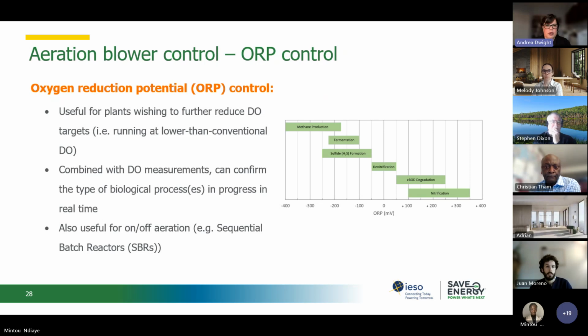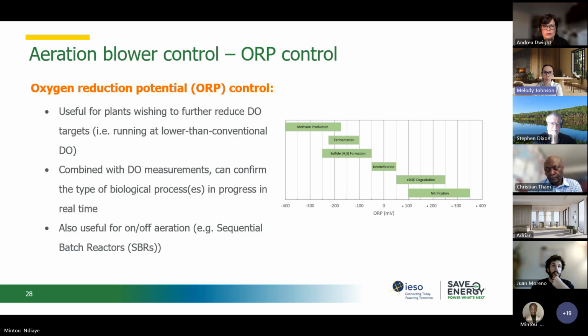So the next one we're going to talk about is ORP control, and I'm going to send this over to Melody to discuss. Sure. Usually plants control their blowers using dissolved oxygen. Dissolved oxygen will tell you how much oxygen is dissolved in your bioreactor or in your digester, but it doesn't necessarily explain what is happening with the bugs themselves, what type of oxidation they may or may not be doing. Oxidation reduction potential, or ORP, can give you some insight as to what the bugs are actually doing in the tank. And that's separate from the measured dissolved oxygen concentration.